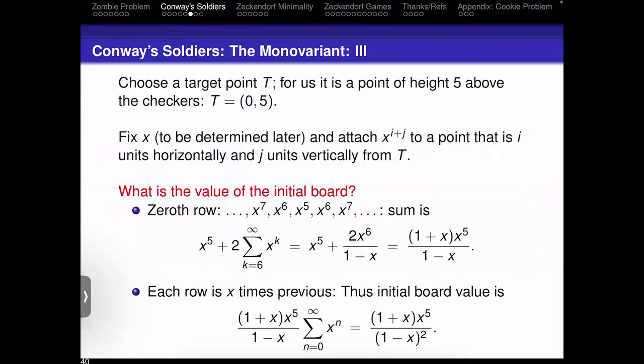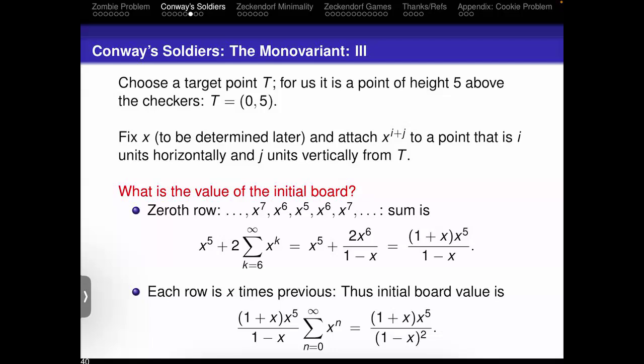And so the weight of the board is just going to be 1 plus x times x to the 5th over 1 minus x squared. As long as x is less than 1, this is going to be a finite sum. Yes? Why are we trying to calculate the weight?